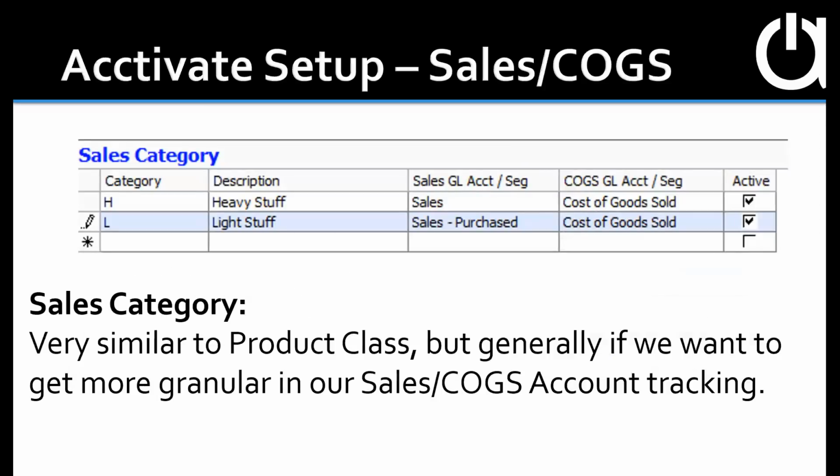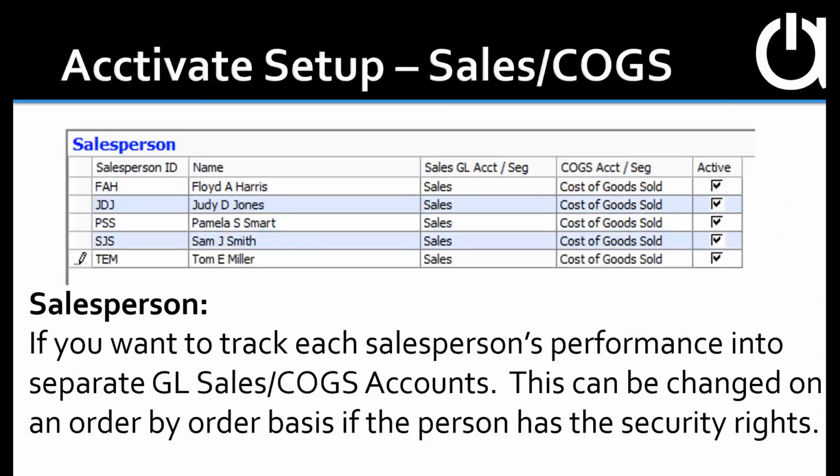Sales category, it's similar to product class. I don't think I've ever used sales category as my P&L accounts, but you can get more granular, so that I can say, here's my accessories, and below that I've got different types of accessories for my business, and I want to get much more granular. So sales category is another one.